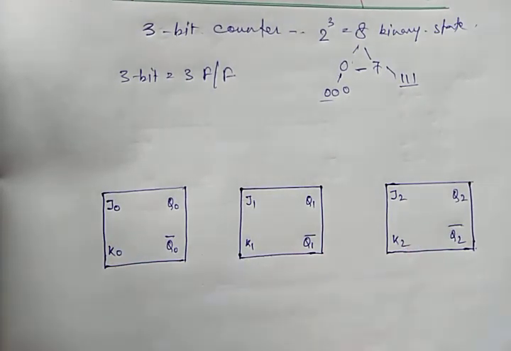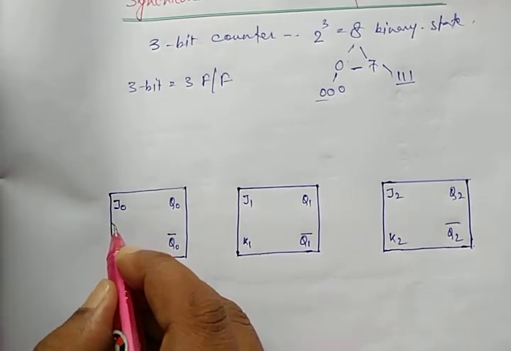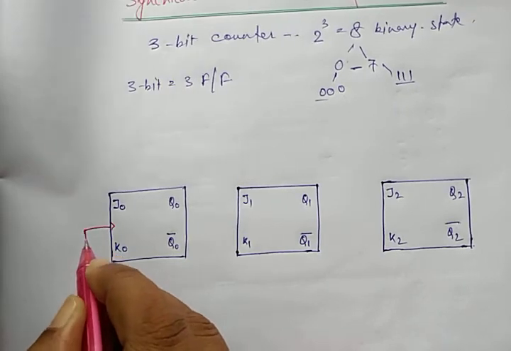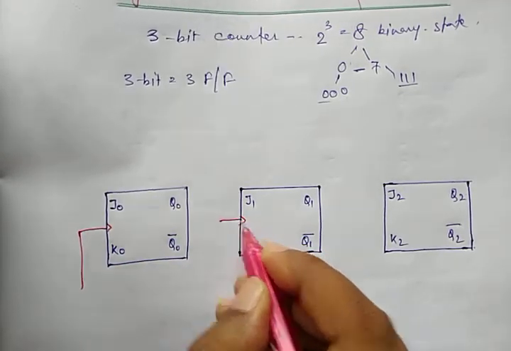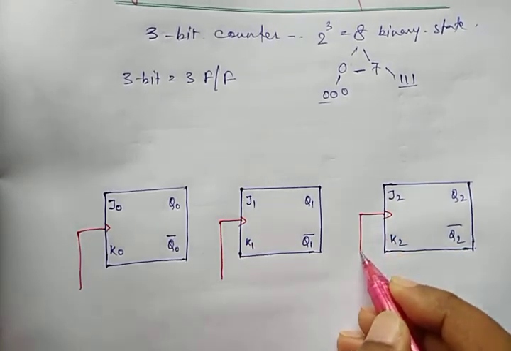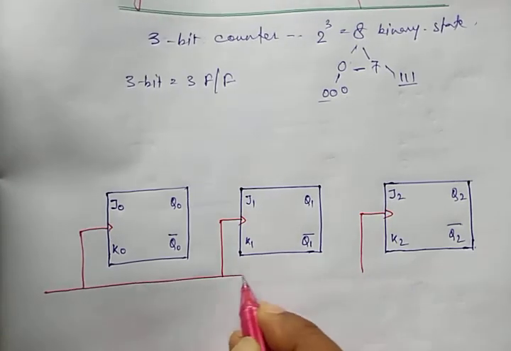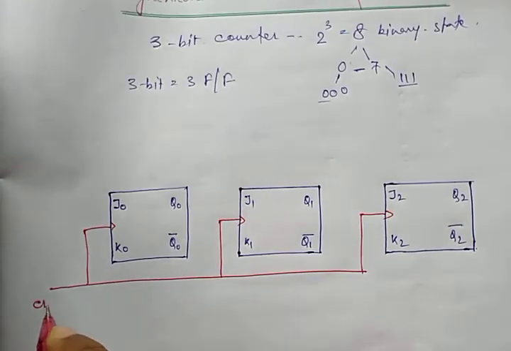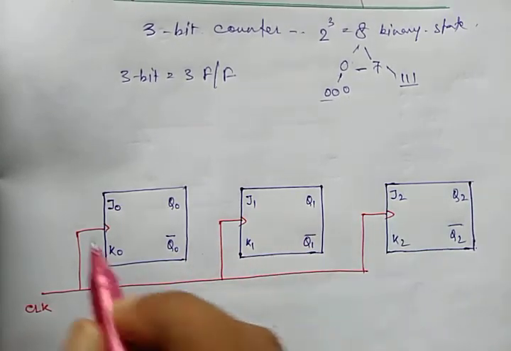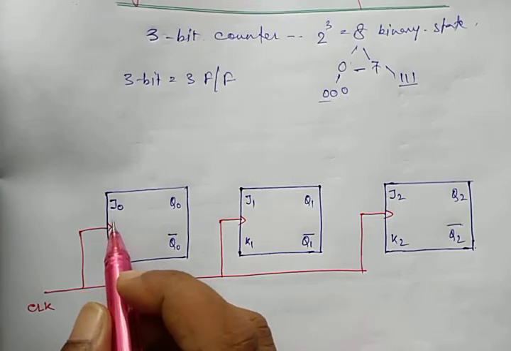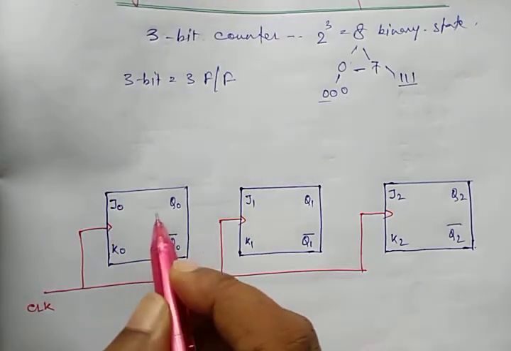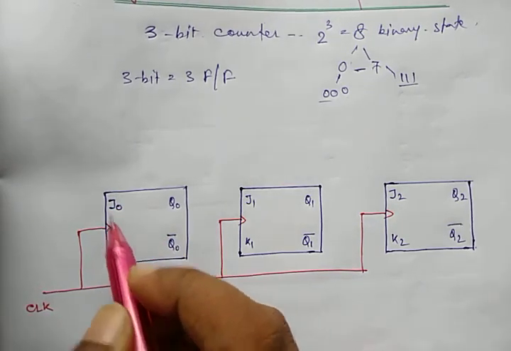So here these are our 3 JK flip-flops, and the same clock pulse is connected to each flip-flop. This is our clock pulse. As we use the toggle condition of the JK flip-flop, the inputs of every flip-flop should be 1, because we get the toggle state when both the inputs are 1.